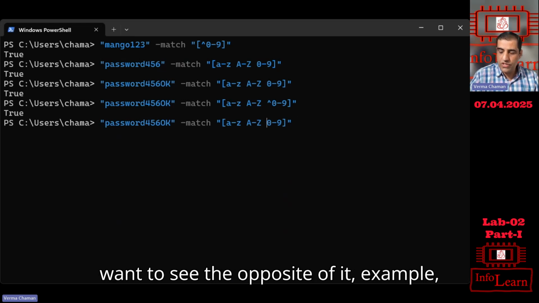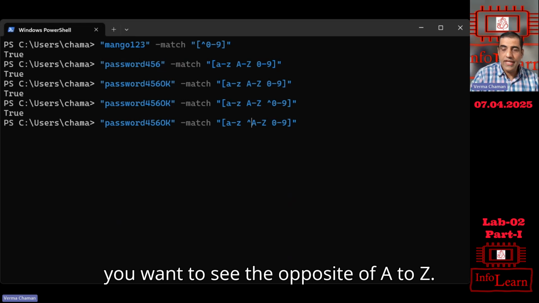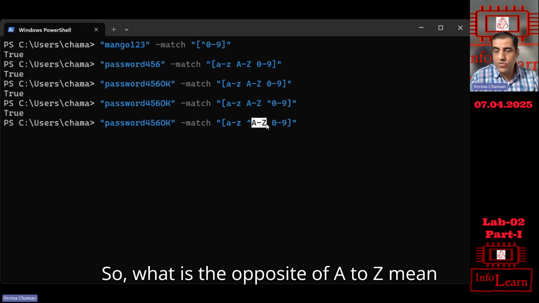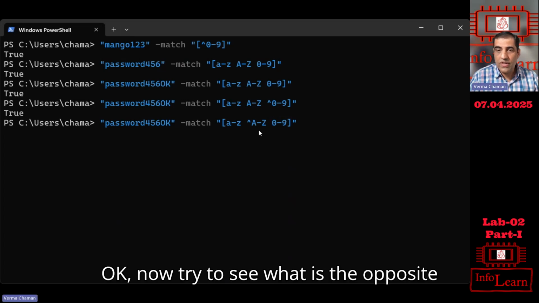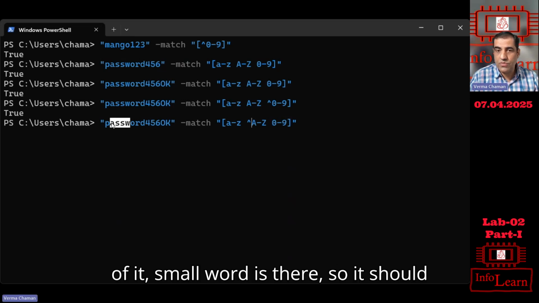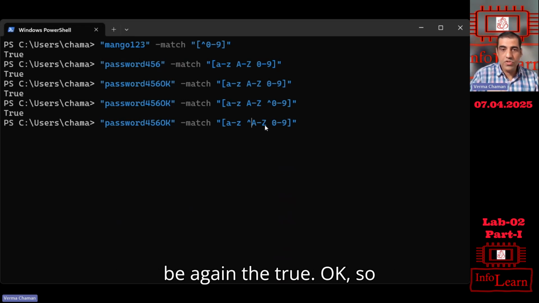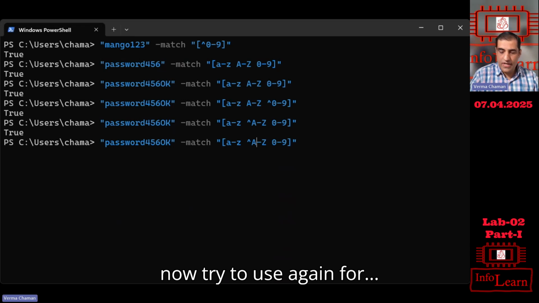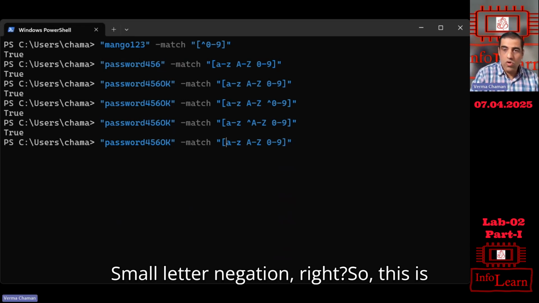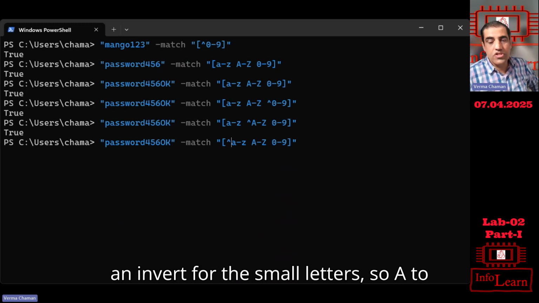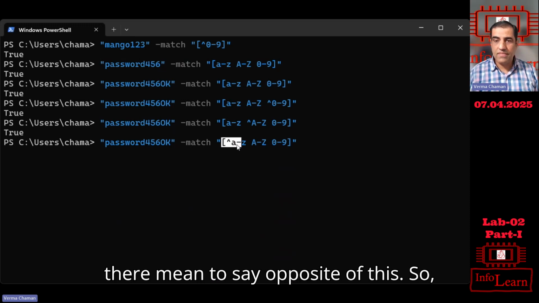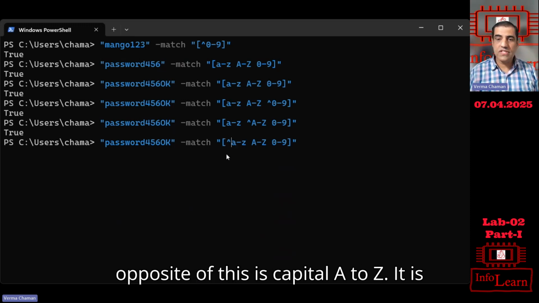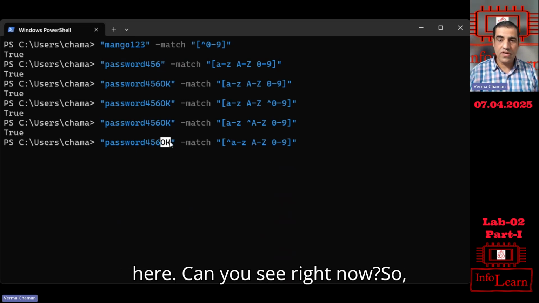Now, for example, you want to see the opposite of A to Z. So what is the opposite of A to Z? It can be capital, small a to z, right, or maybe 0 to 9. Now try to see what the opposite of it is. A small word is there, so it should again be true. So now try again with negation for small letters. This is an invert for the small letters. So A to Z, what is the small letter opposite? The opposite of this is capital A to Z. It is here. Can you see right now?